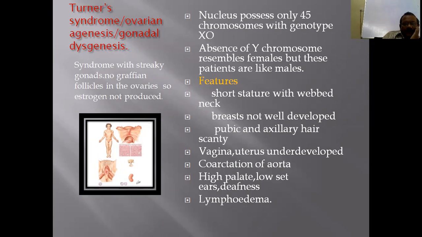Features of the patient will be short stature with webbed neck, breast not well developed, pubic hair and axillary hair are scanty, vagina, uterus are present but they are underdeveloped. Coarctation of aorta is generally associated with these patients. And high palate, low set ears, deafness, and lymphedema are the other common signs what we find in Turner syndrome.